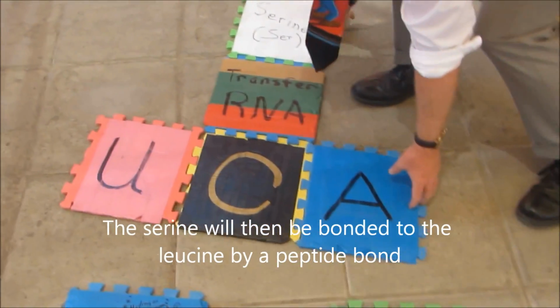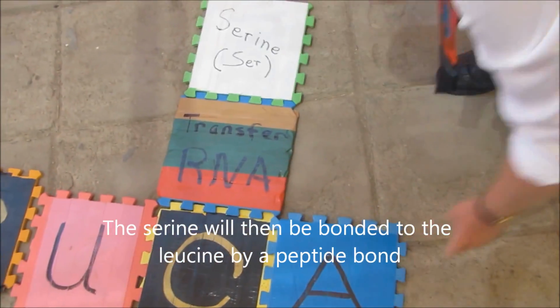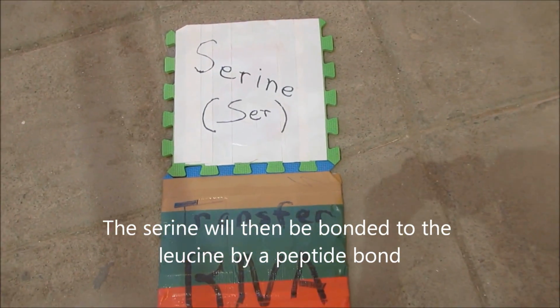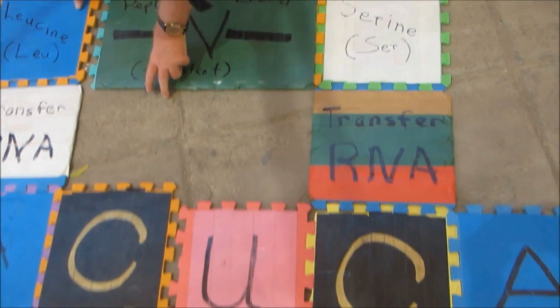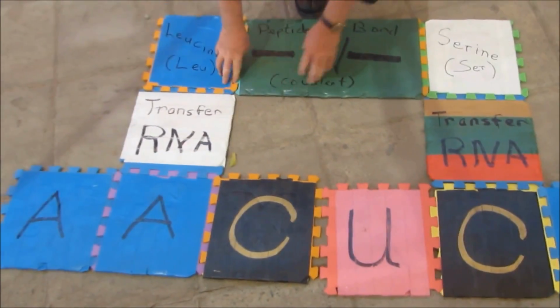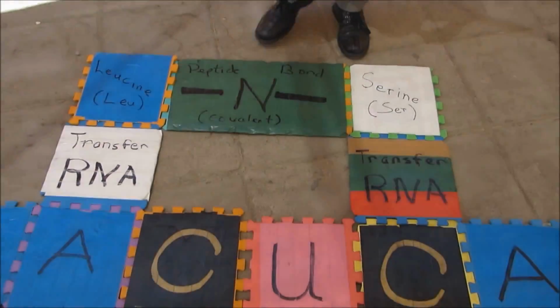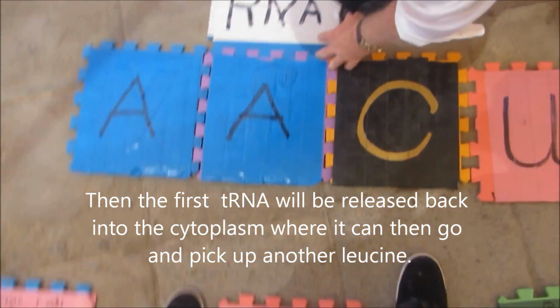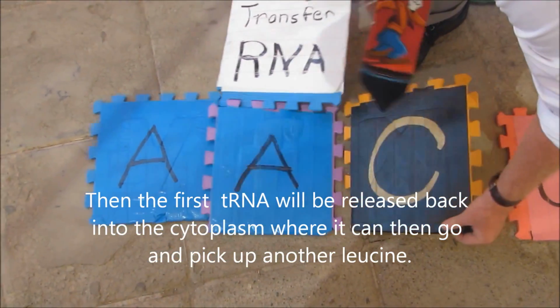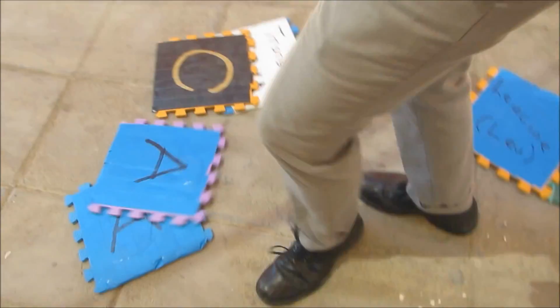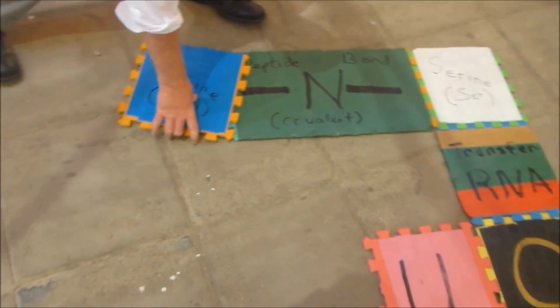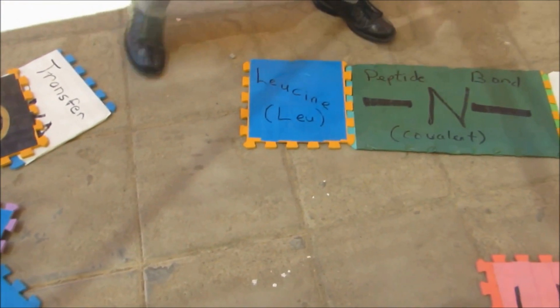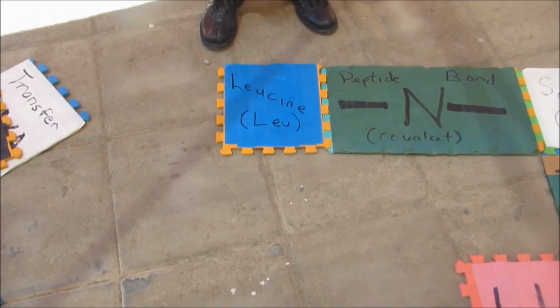These would be brought up close enough to here so that these two will now have an enzyme come and bond them together. Beginning protein. Once this happens, this transfer RNA is released and it goes back out into the cytoplasm and will go back and pick up another leucine and be used with the ribosome again.